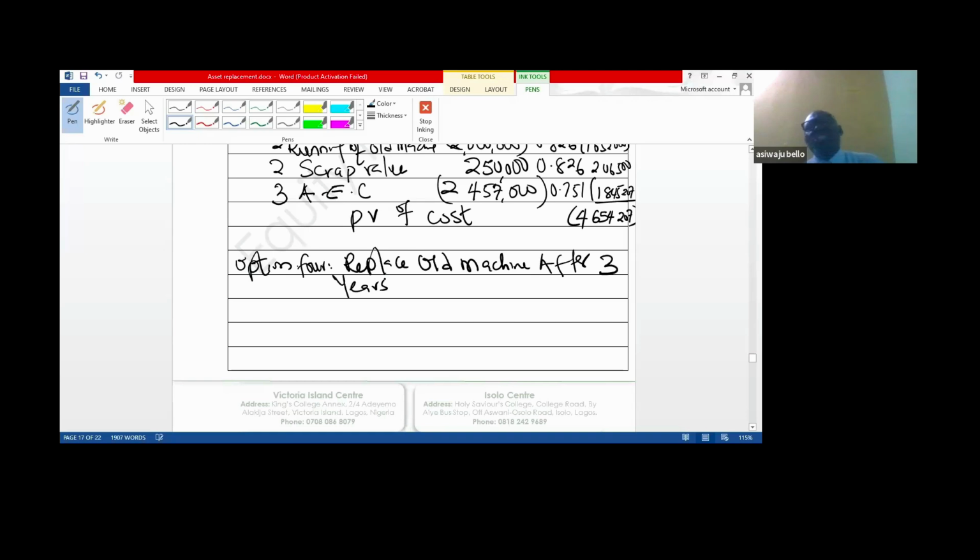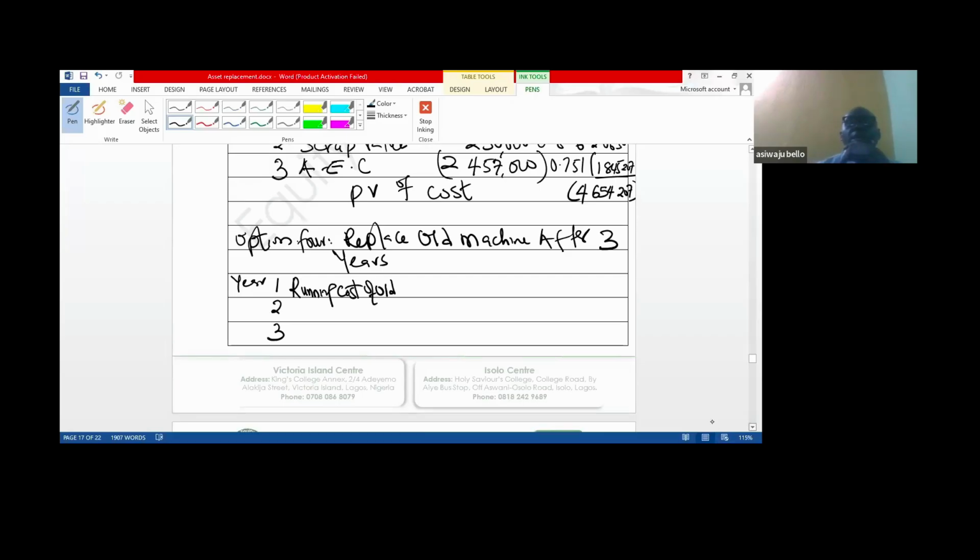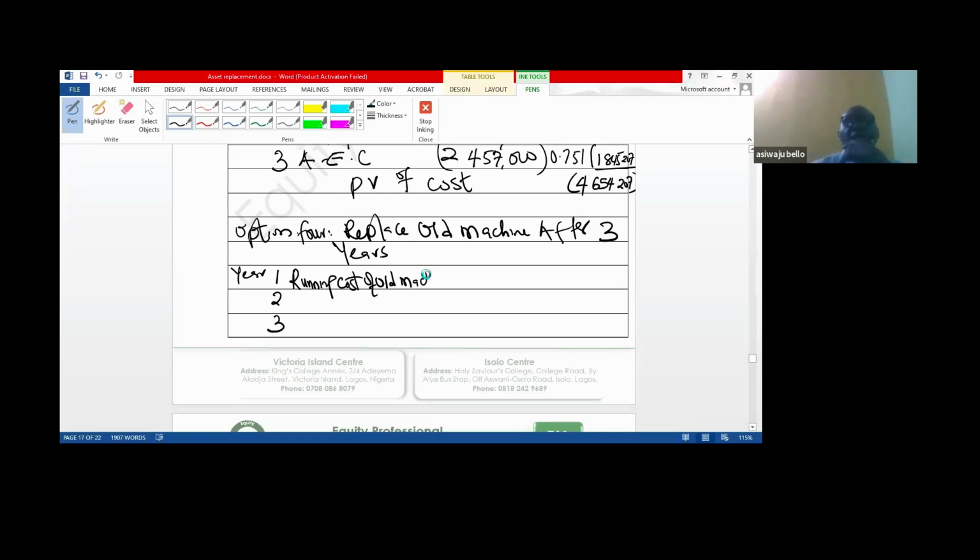That means we are going to use the old machine for 3 years. You have your year 1, year 2, year 3. We are going to incur running cost. The running cost of old machine in year 1, that is 1,500,000.